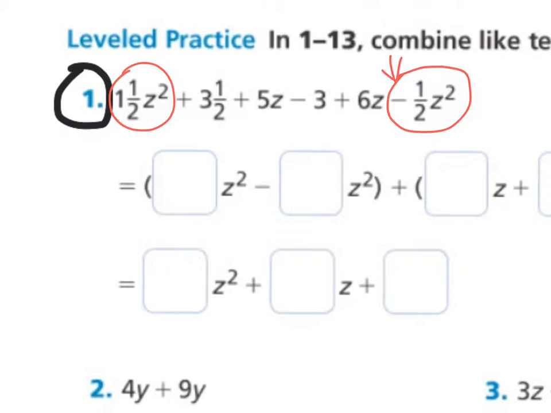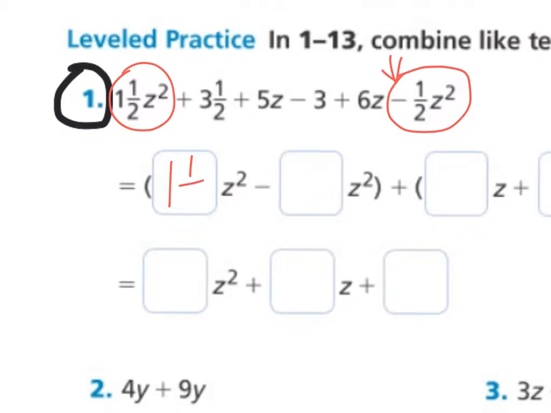An important thing when you're looking for these like terms, you need to make sure that you circle the sign to the left of the coefficient as well. Circle the sign to the left of that number. In this case, at the end it's minus 1/2 z squared. Okay, that's important.